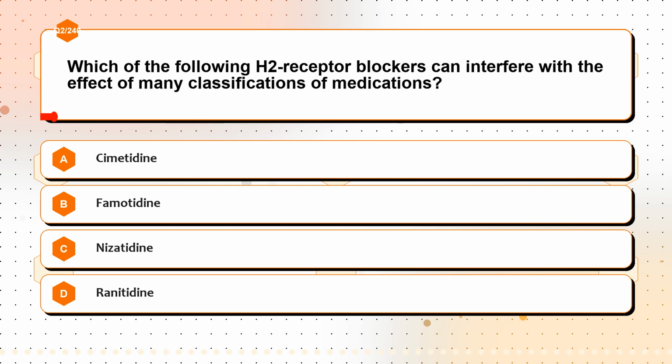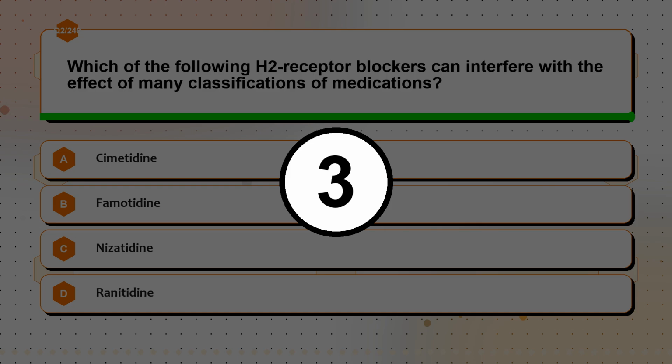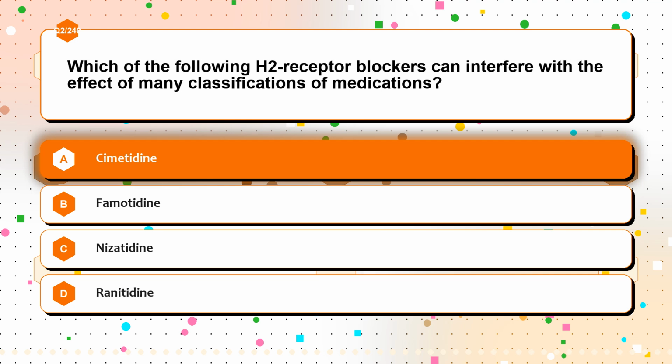Question 2. Which of the following H2 receptor blockers can interfere with the effect of many classifications of medications? Here are the options. Option A, cimetidine. Option B, famotidine. Option C, nizatidine. Option D, ranitidine. The correct answer is option A, cimetidine.